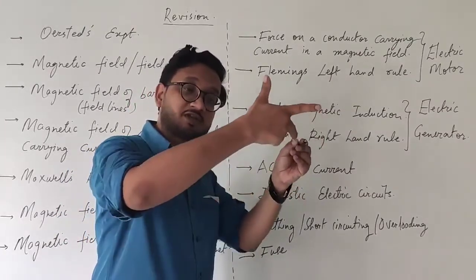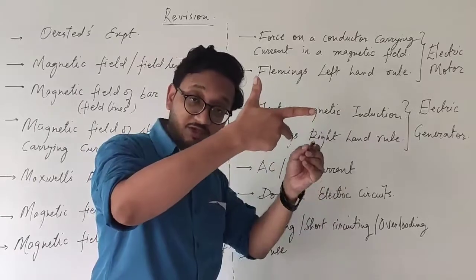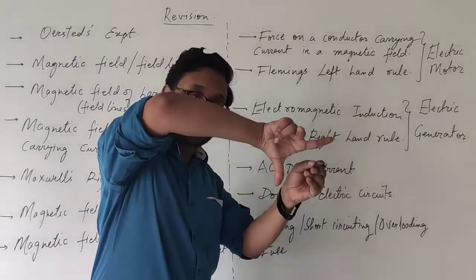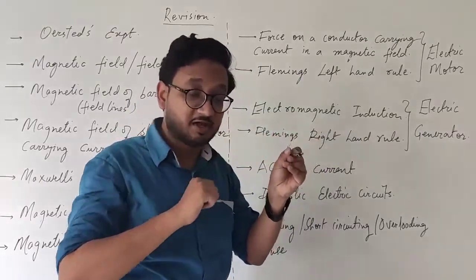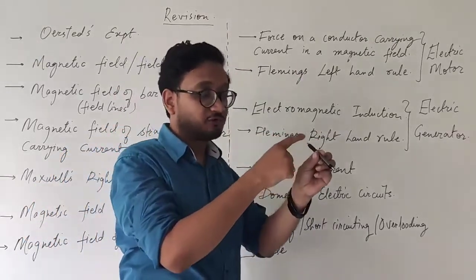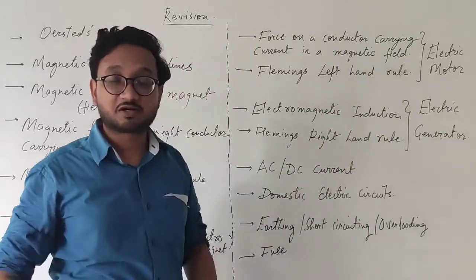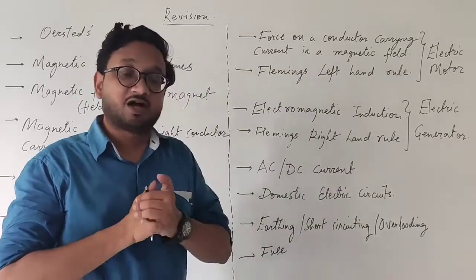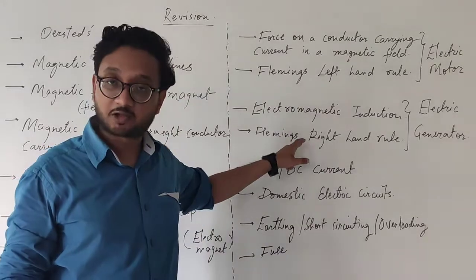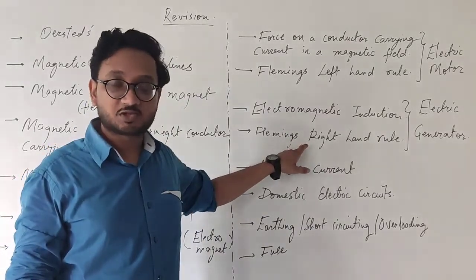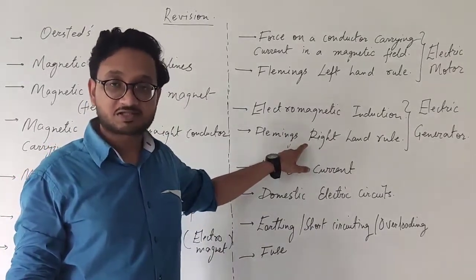Similarly, if I am moving the conductor downwards this way, that means it is going downwards, and as you can see, the second finger is pointing in this direction, which means the current will move from here to here. It will be generated in the opposite direction. I hope it is clear to you, students. I have spent an awful lot of time explaining this particular topic, and still if you have any questions, you can give them in the comment section.